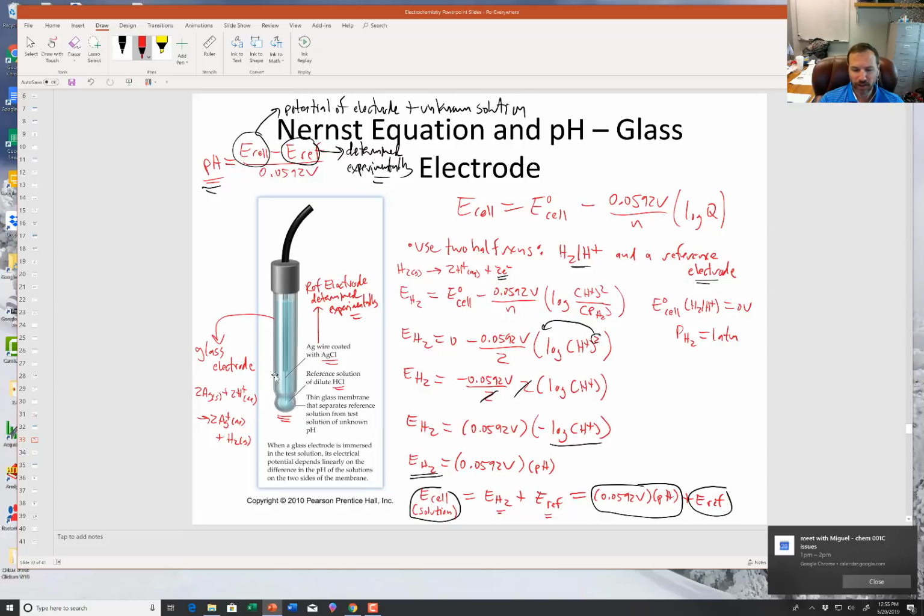All right, so I hope that's helpful. Gives you a little bit of context for use of the Nernst equation, and helps you give some appreciation for how we measure pH in the lab.